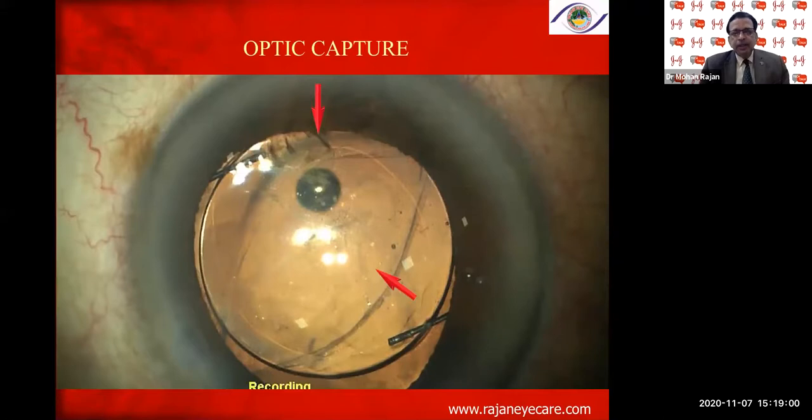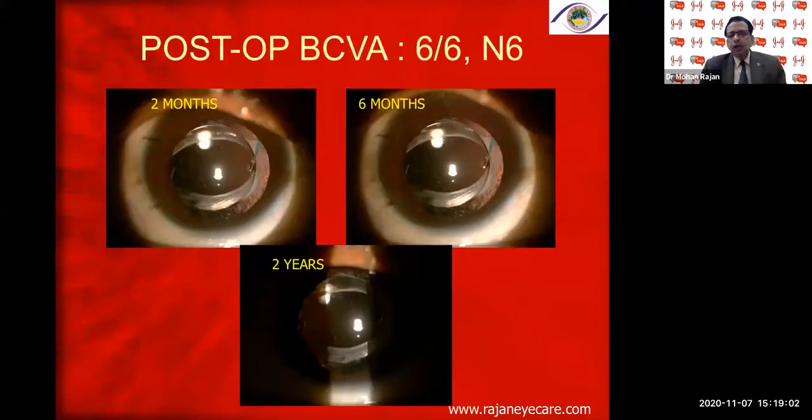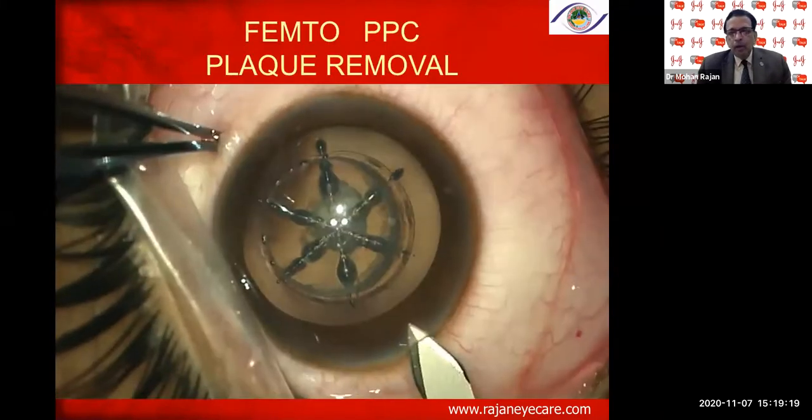And for long-term centration, you can see that at 2 months, 6 months, 2 years after the surgery, the patient is having excellent visual acuity. And more importantly, you can see that the lens is well centered. It has not moved a micron because I've done the optic capture. So don't leave multi-piece lenses in the sulcus, especially when you don't have a posterior capsule and you have a good anterior capsule there.